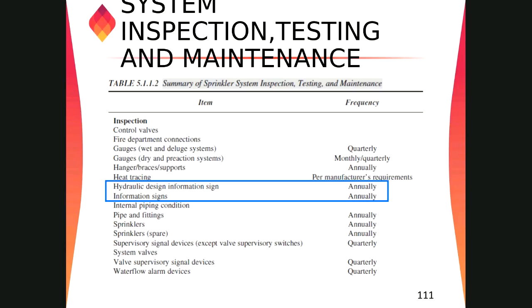So when the firefighters come to these risers, he should know what the design capacity of this riser is and what the pressure requirement for this riser is. They should know this, so it should be there. If there is no information on that, they might not understand. This is the first criteria.